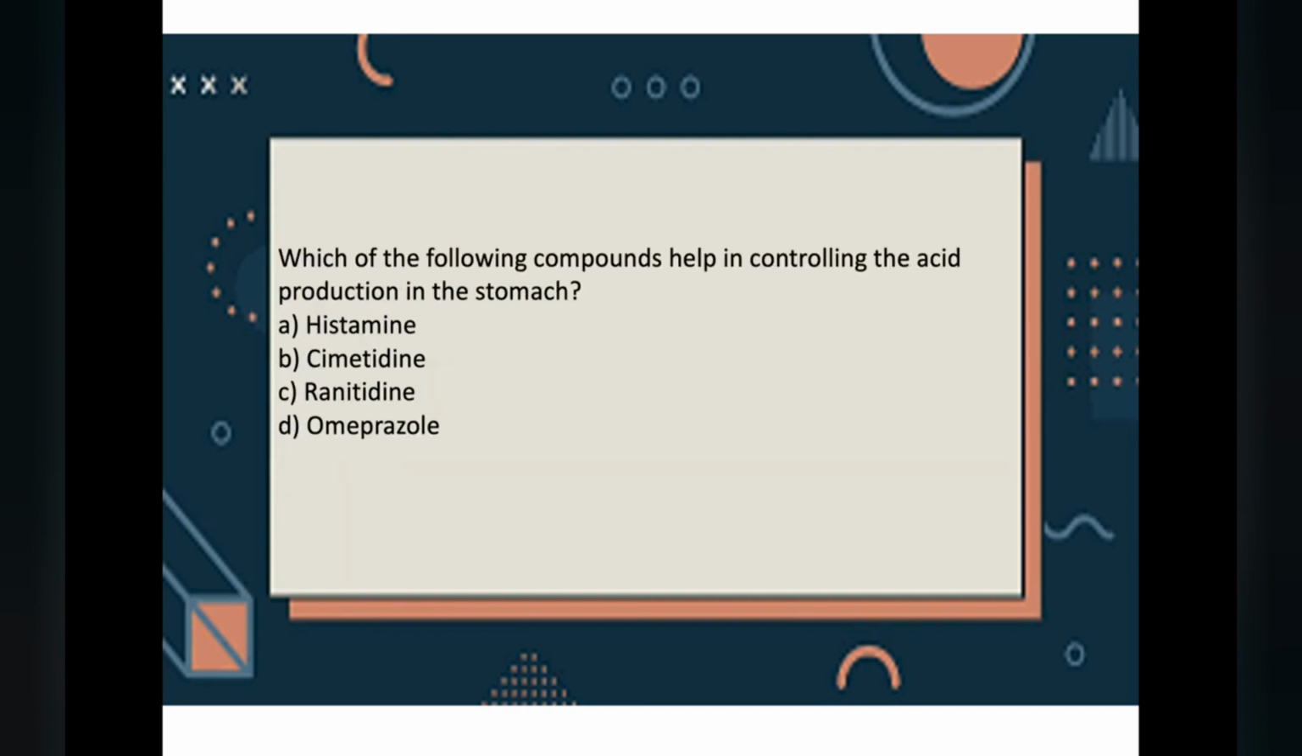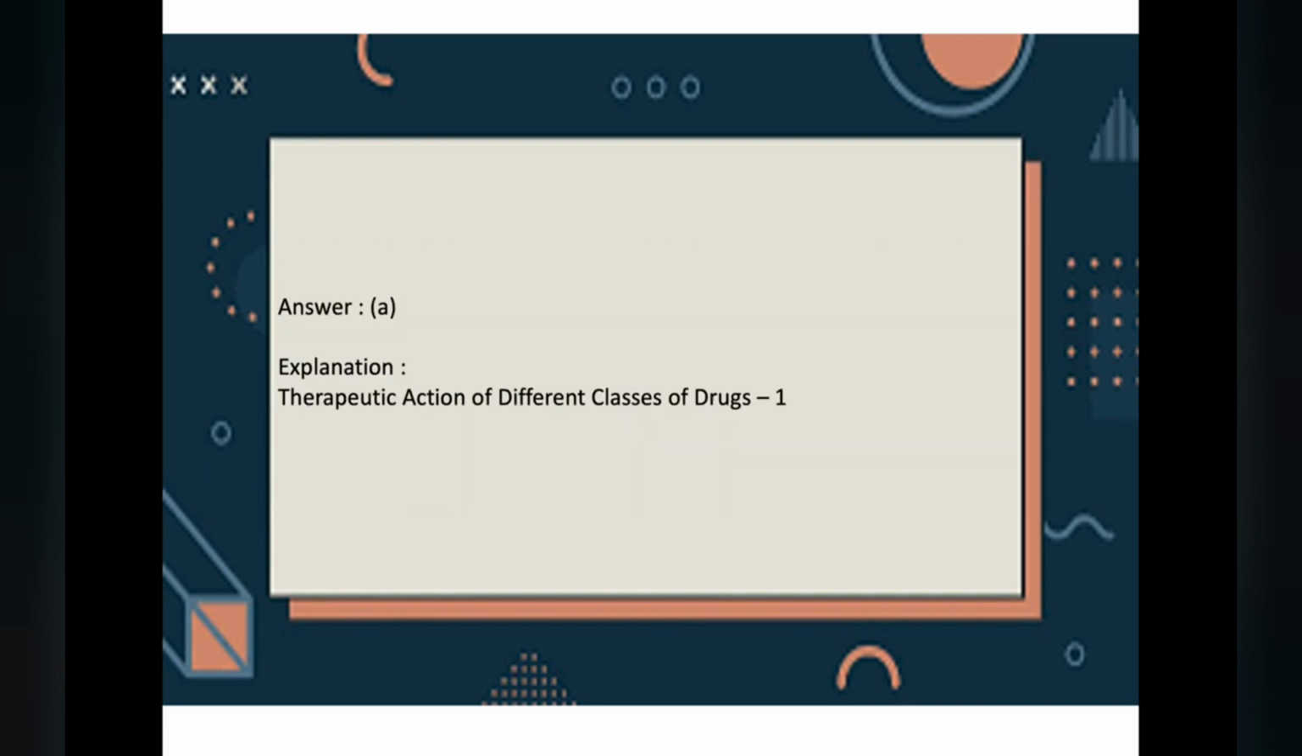The next one is: which of the following compounds helps in controlling the acid production in the stomach? Our stomach produces acid, so there are some compounds in our body which help in controlling the acid production. Which is that compound? A. Histamine, B. Cimetidine, C. Ranitidine, and D. Omeprazole. The answer is A, histamine. Why? Because the therapeutic action of the drugs, in different classes, is coming in another unit, unit 16 of class 12. We'll be discussing that later. So the choice is A.